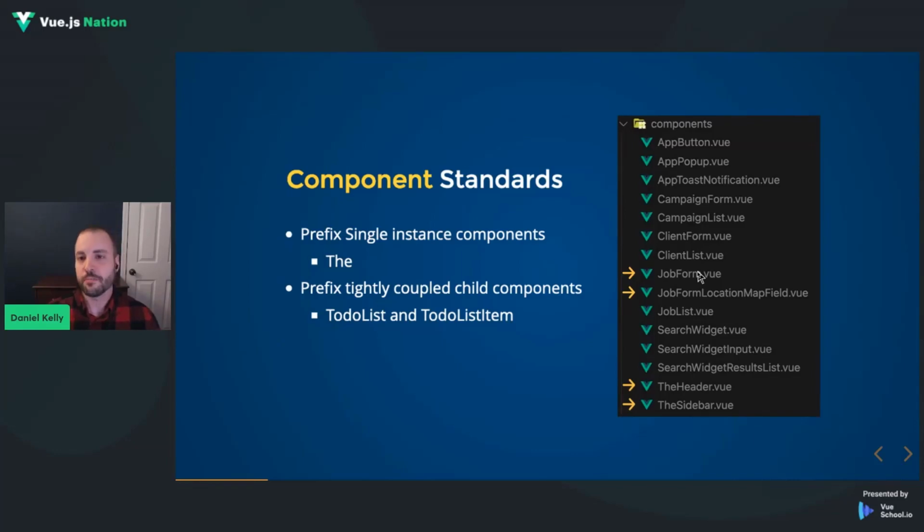So these may seem fairly simple, and really it is. But the idea here is that you have these standards that make your components directory predictable. Somebody can come in here never having worked on the project before, but if they've worked on other Vue projects and know these component standards, they'll automatically know, okay, app button is this reusable thing I can reuse in multiple places. Job form location map field is specific to the job form, right? So simple thing to do, but it can be a huge productivity boost in terms of just being able to navigate through your files.